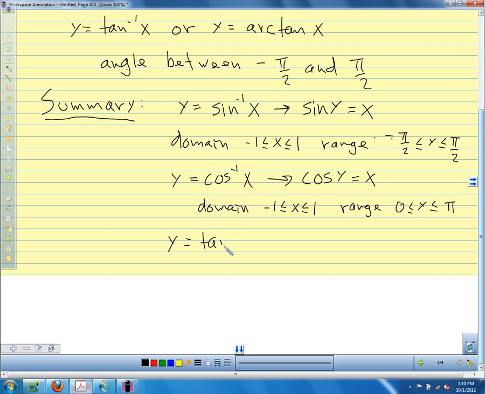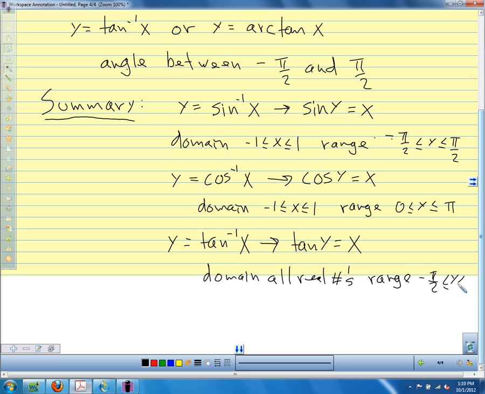And y equals inverse tangent of x means the same thing as the tangent of y equals x. Our domain for the inverse tangent function is all real numbers. And our range is negative pi over 2 less than or equal to y less than or equal to pi over 2. So my angle for the inverse tangent is always between negative pi over 2 and pi over 2.